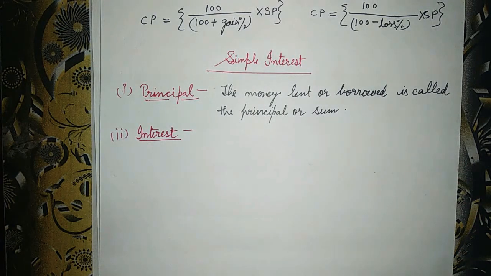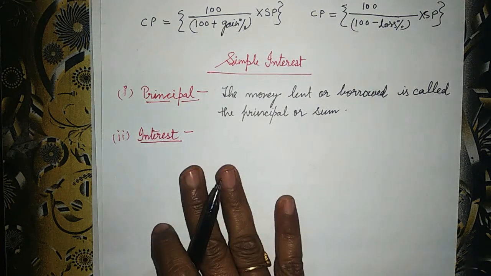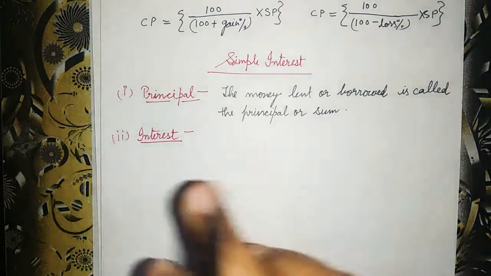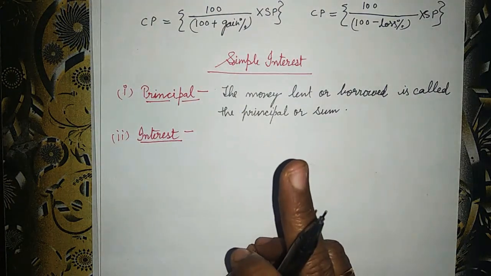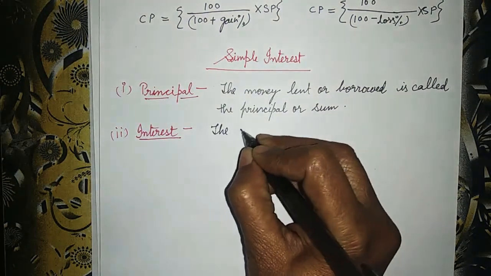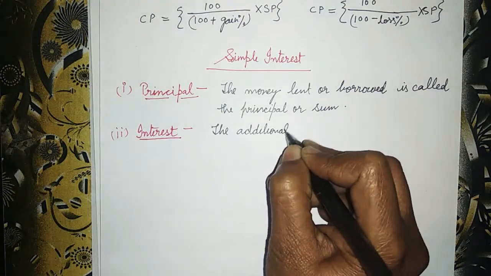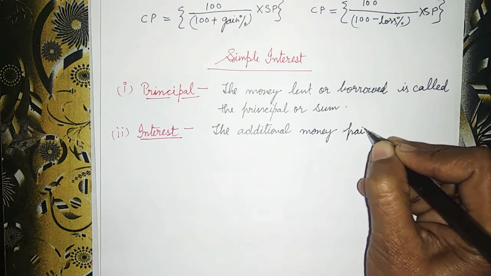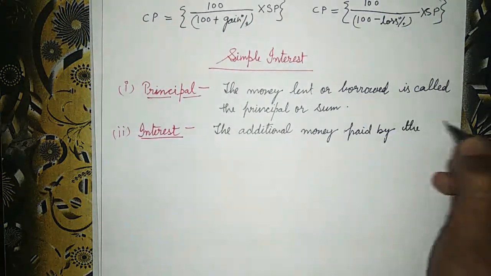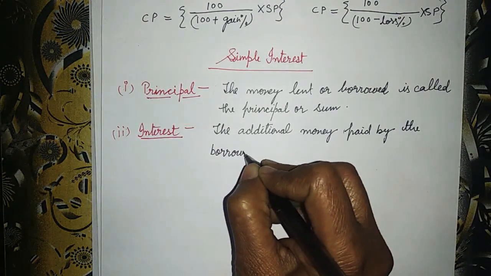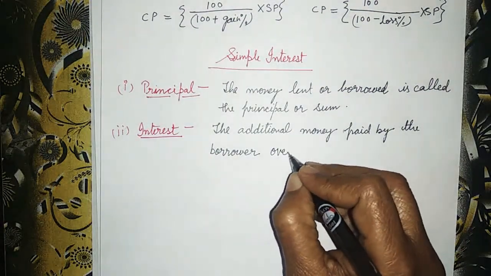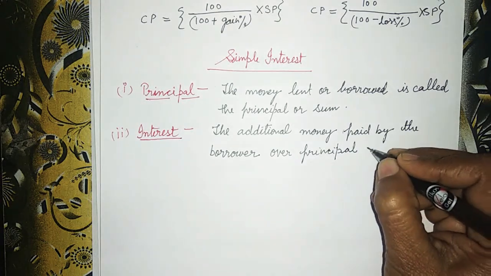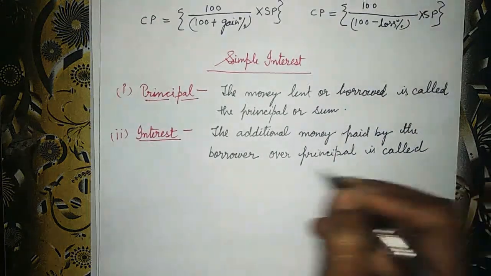Now see what is interest. Students, the additional money paid by the borrower over principal. Additional money means extra money. The additional money paid by the borrower over principal is called interest.